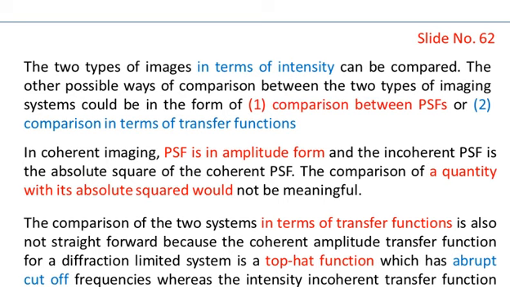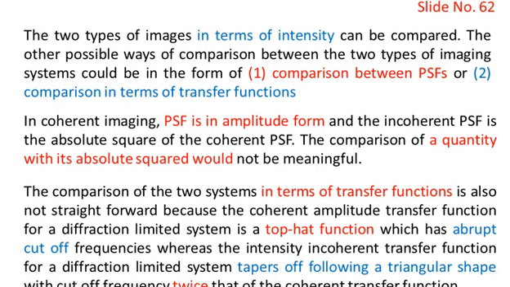The other possible ways of comparison between the two types of imaging systems could be in the form of comparison between point spread functions, and the second one, comparison in terms of the transfer functions. In coherent imaging, the point spread function is in amplitude form, and in an incoherent system, the point spread function is the absolute square of the coherent point spread function. The comparison of a quantity with its absolute square would not be meaningful.